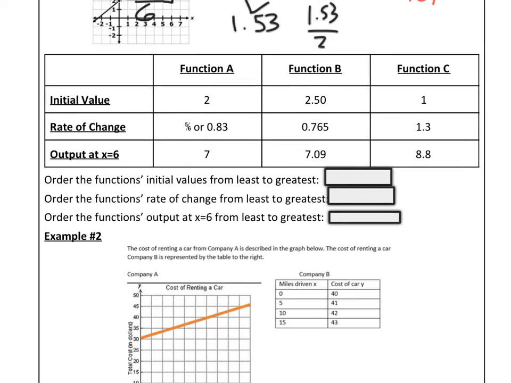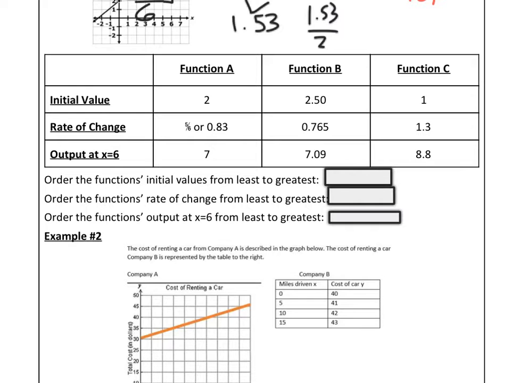All right, now that we've got this table filled out, we found all our values. Try these out. You're going to put these in order of the initial values from least to greatest, also the rate of change from least to greatest, and with the output of 6 from least to greatest. Try that now.